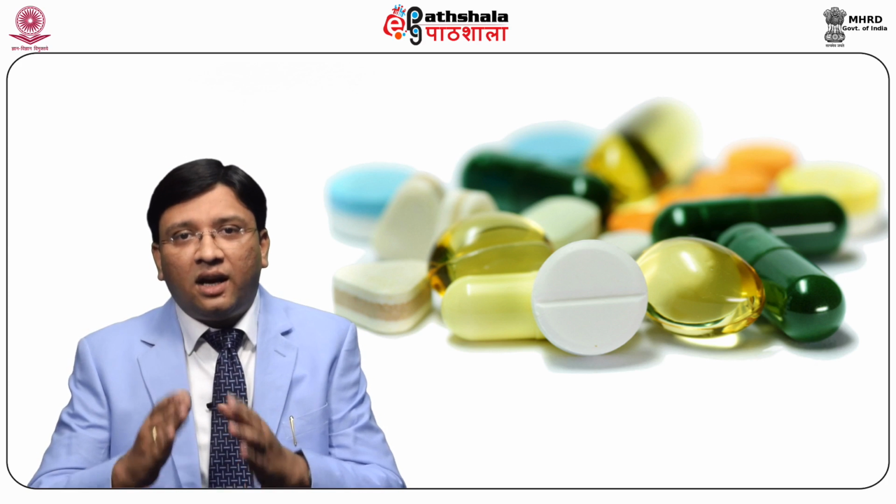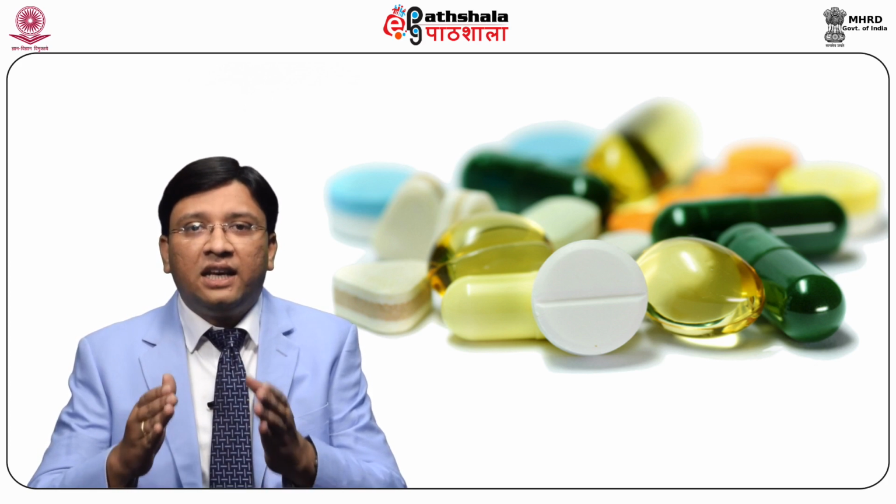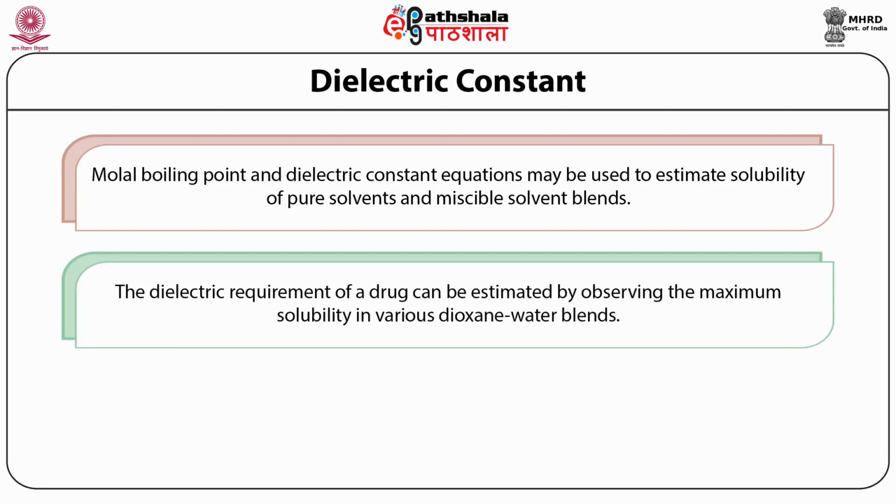Values for a number of binary and tertiary blends have also been reported, and if not, they can be calculated. Molar boiling point and dielectric constant equations may be used to estimate the solubility of pure solvents and miscible solvent blends. To determine the dielectric requirement of the substance of interest, dioxane-water blends having known dielectric constants are used, and the dielectric constant at which maximum solubility is attained is noted.